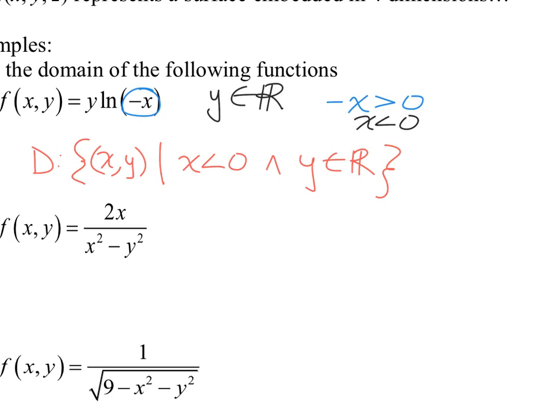We use the and symbol here because they wouldn't have to occur at exactly the same time, in that if x is equal to, for example, -1, that wouldn't have to be at the same time that y is equal to 7, for example. But these two have to happen concurrently in order for this function to exist.